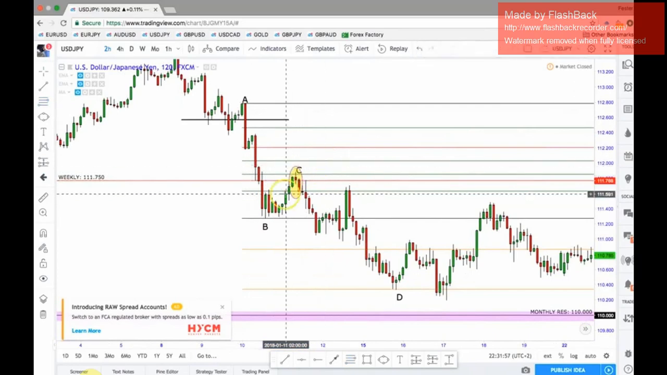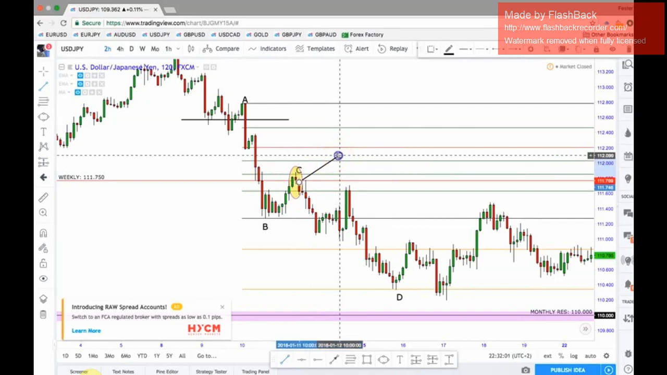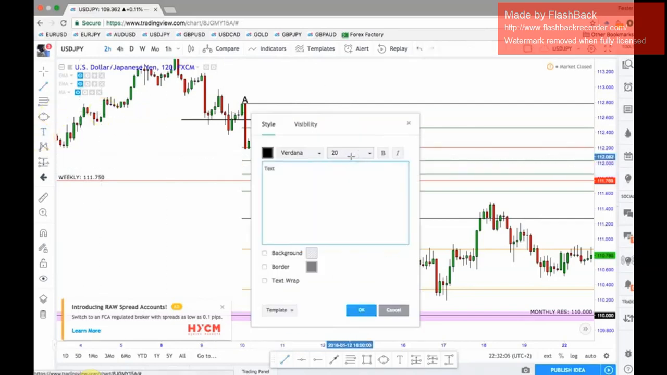What pattern is this? We have a morning star pattern. So now you can label it if you like, just to make it clear for your screenshots, for your journal. Sorry, not a morning star, evening star. Evening star pattern.